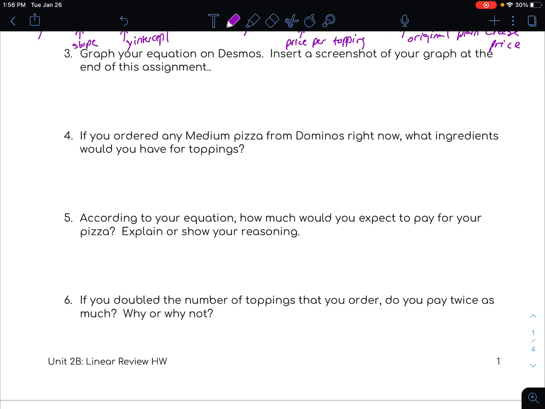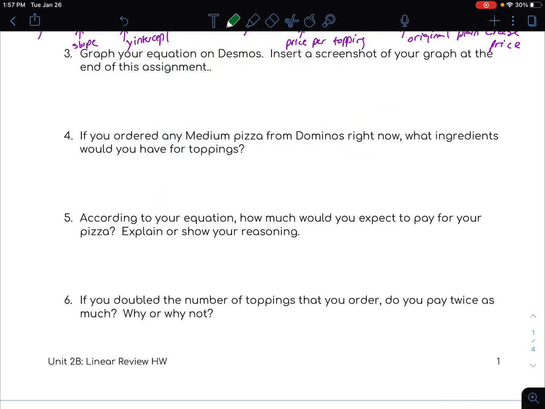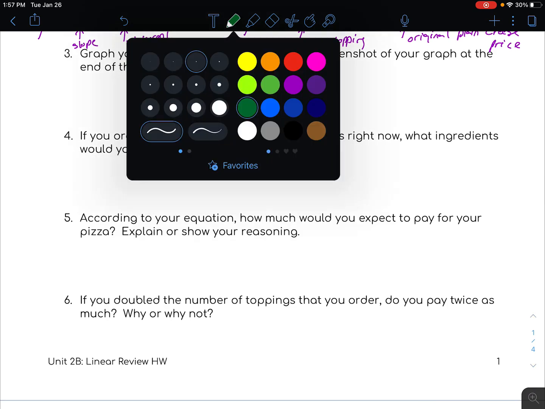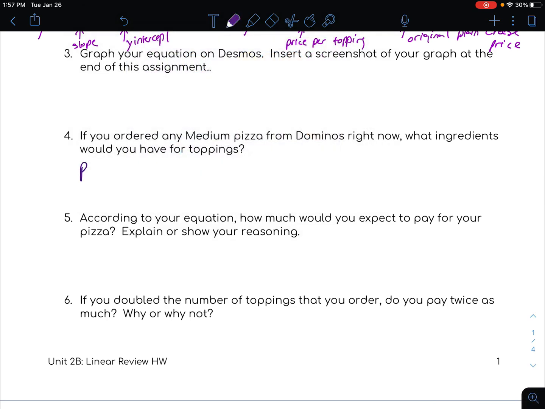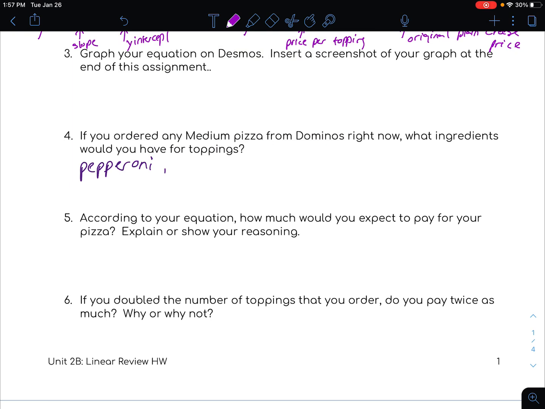Okay, so if you ordered a medium pizza from Domino's right now, what ingredients would you have for your topping? So this is going to be your individual question. I can tell you what my favorite pizza is going to be. It's going to start off with, I'll keep the purple here, pepperoni. Other purple. And then we're going to put some bacon on there. And pineapple, definitely.